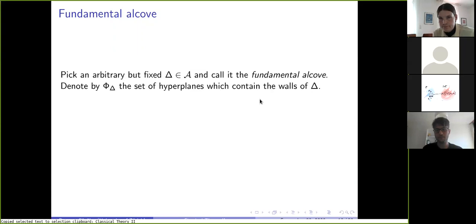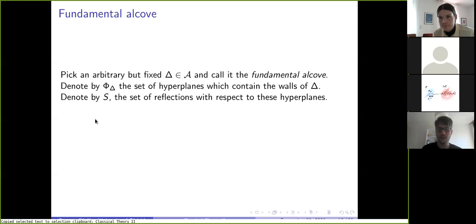Of course, since these walls are hyperplanes, they all have corresponding reflections, and we will denote the set of these reflections by S. We will try to see that there is a Coxeter presentation using S as the generating set. Let's define a subgroup of W. The subgroup W_S is generated by elements of S. And what we will try to do is show that it's actually the whole of W.